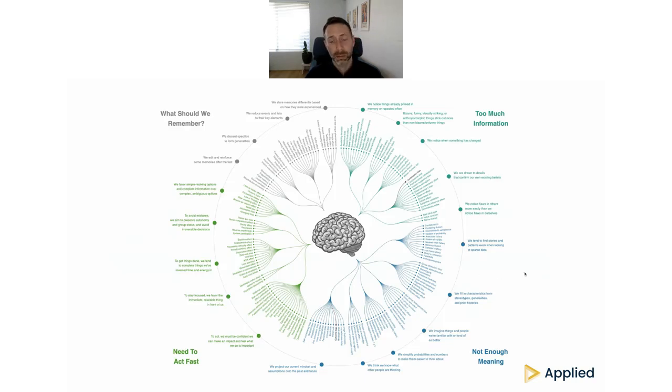There are so many of these biases. This is a great graphic which illustrates a lot of them, if not all of them, split into the areas that I just took you through. So: too much information, not enough meaning, need to act fast, and what should we remember? Today I'm just taking you through 5, but there are many, many more that pop up in recruitment.